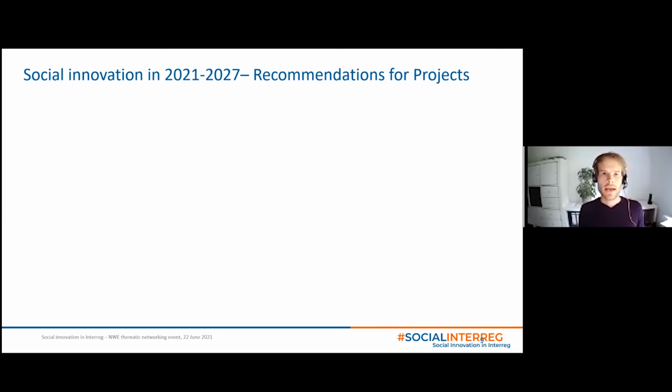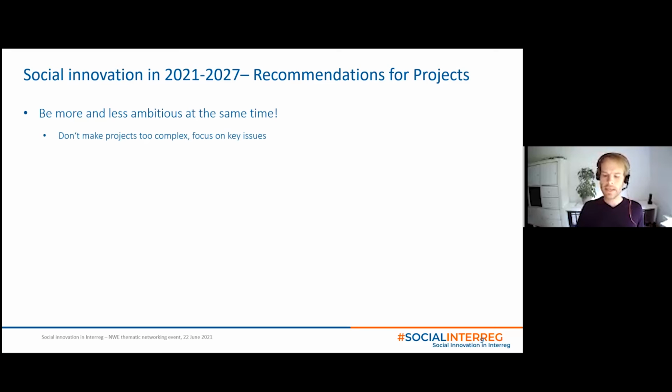On the other hand, we also have some recommendations for the projects. So if you want to implement a social innovation project in the new funding period, what can you learn from the previous projects? Well, first of all, this seems contradictory: be more and less ambitious at the same time. What does that mean? On the one hand, don't make the projects too complex. Don't try to reach too many outputs and results. Just focus on some key issues, and in these key issues, try to achieve great results.